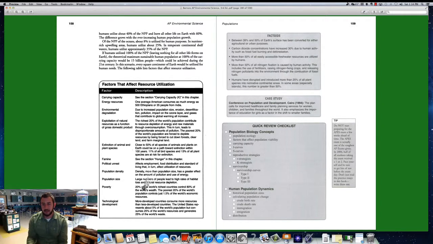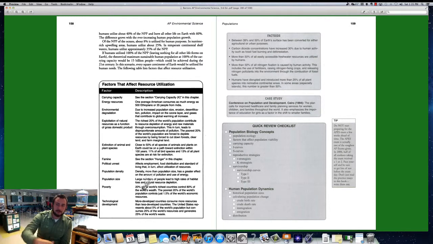One case study, and then we're done for this lesson, is the Conference on Population and Development in Cairo. The 1994 plan called for improved health care and family planning services for women and families throughout the world. It also emphasized the importance of education for girls as a factor in shifting to smaller families.